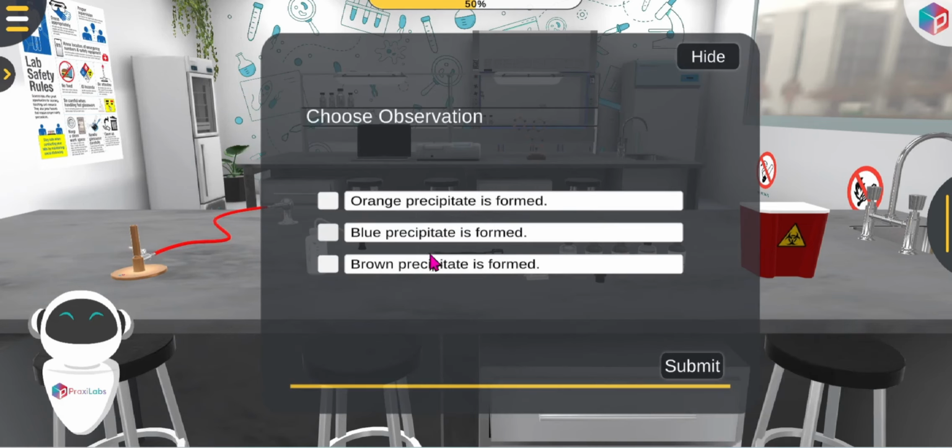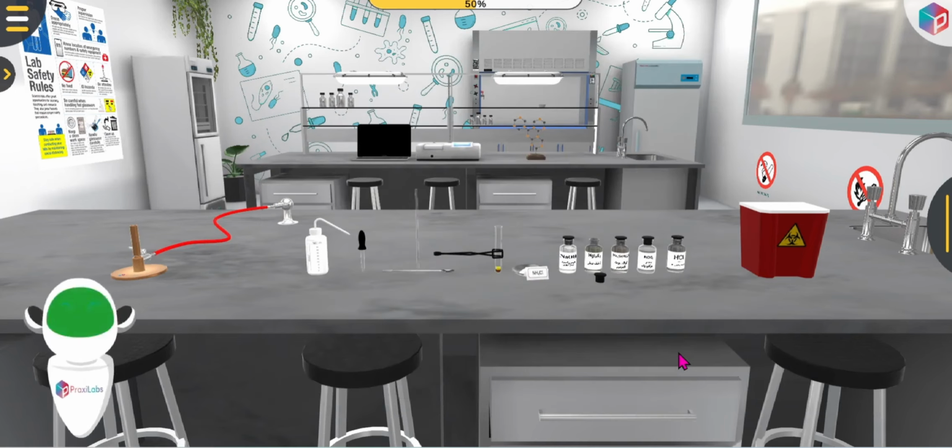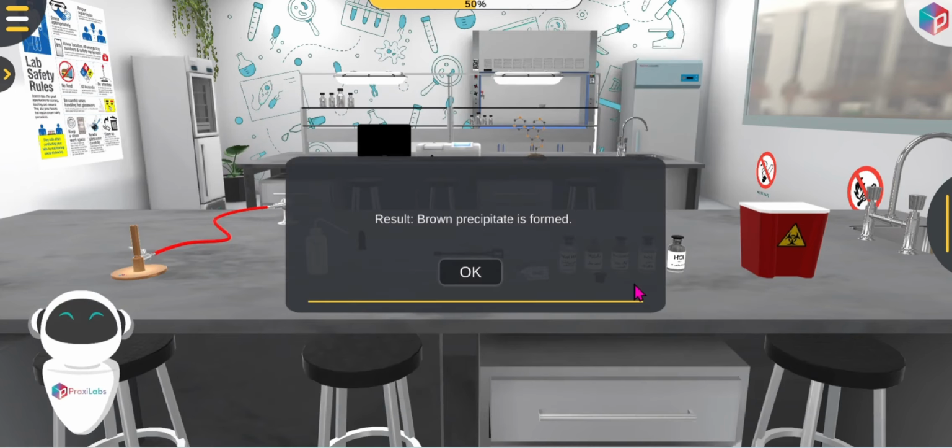Observation: brown precipitate forms. Result: brown precipitate forms.